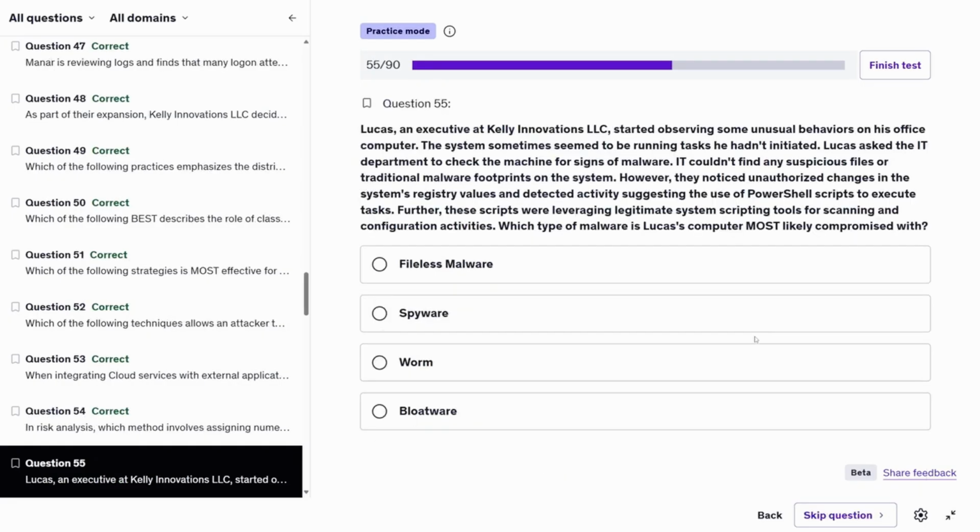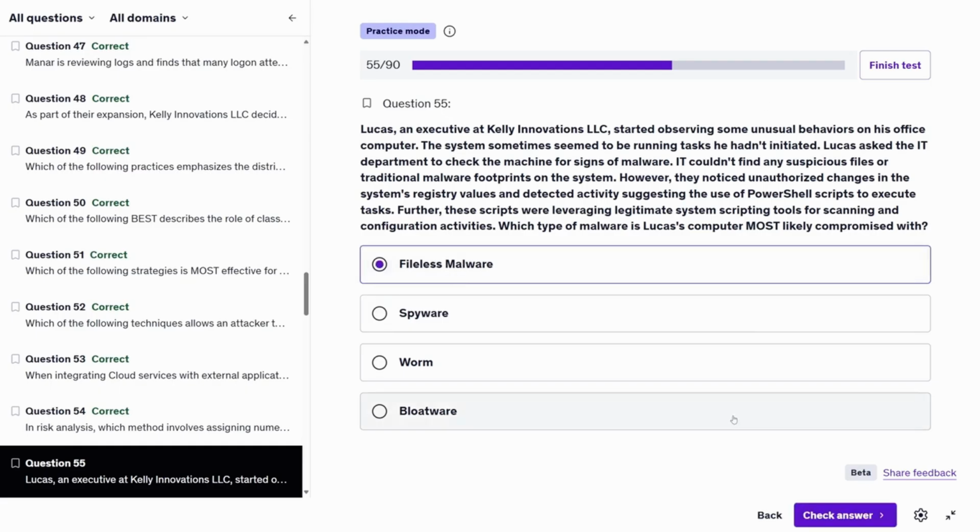Lucas, an executive at Kelly Innovations LLC, started observing some unusual behaviors on his office computer. The system sometimes seemed to be running tasks he hadn't initiated. Lucas asked the IT department to check the machine for signs of malware. IT could not find any suspicious files or traditional malware footprints on the system. However, they noticed unauthorized changes in the system's registry values and detected activity suggesting the use of PowerShell scripts to execute tasks. Further, these scripts were leveraging legitimate system scripting tools for scanning and configuration activities. What type of malware is Lucas's computer most likely compromised with?